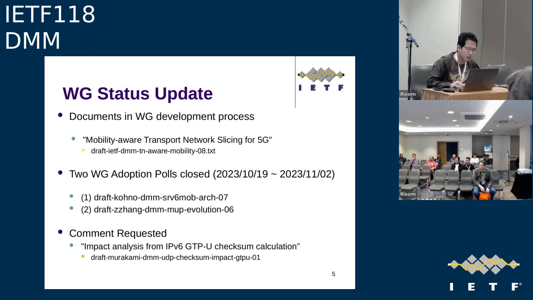We have one document which is comment requested, regarding the impact analysis of IPv6 GTP-U checksum calculation. In the previous meeting, we had some good feedback from one attendee, which is good input for other SDOs, 3GPP for example, to report the current deployment status with the impact of the UDP checksum. If you have any feedback, please post to the mailing list and speak up on the mic.